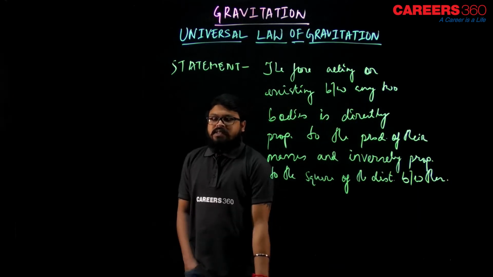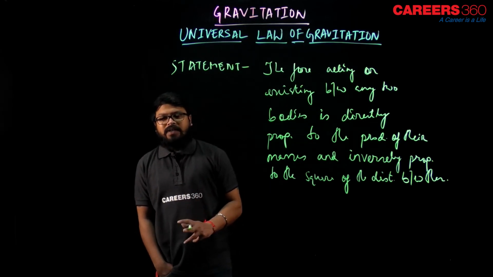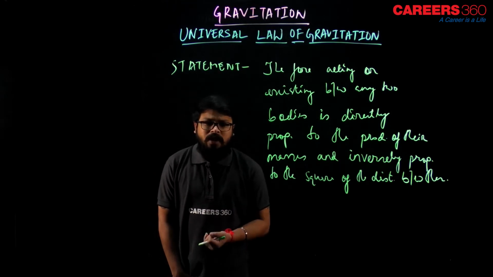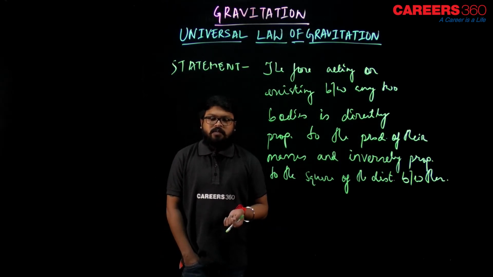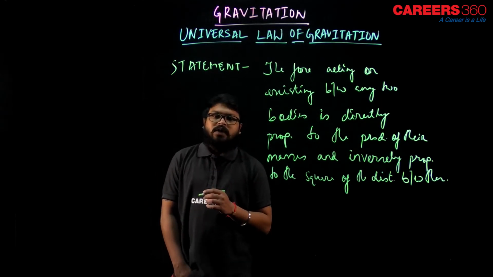So, this is the statement: the force acting or existing between any two bodies is directly proportional to the product of their masses and inversely proportional to the square of the distance between them, right? So, mathematically, what do we write?